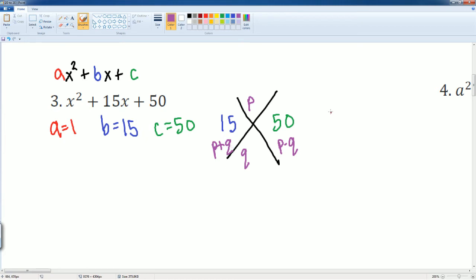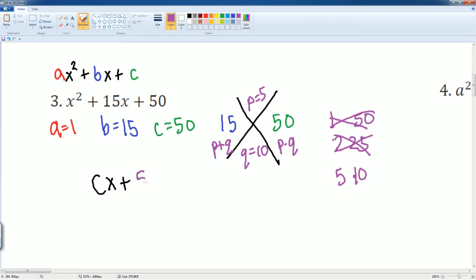So it looks like it would be 1 and 50. That wouldn't work, so we'll cross that out. 2 and 25. That doesn't work. 3 wouldn't work. 4 wouldn't work. 5 and 10. That looks good. So we would say it is 5 and 10. So we can now write it. x plus 5 and x plus 10 are your factors. Let's do 4.